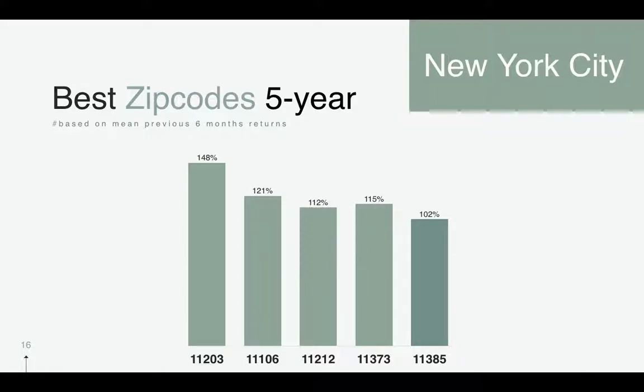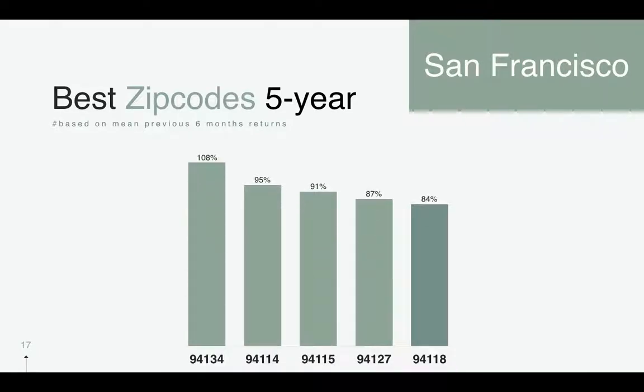For a 5-year investment in New York City, we have these 5 zip codes and the respective returns for each. And for San Francisco, we have these zip codes and their respective returns. We can again see that returns in New York City are generally higher than those of San Francisco.